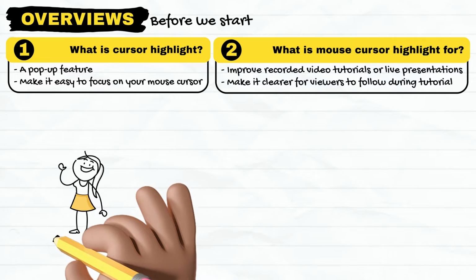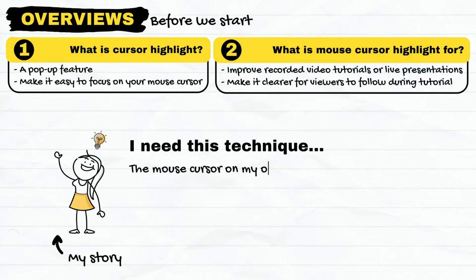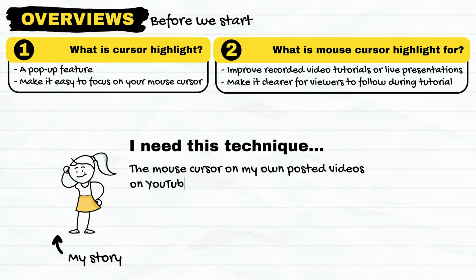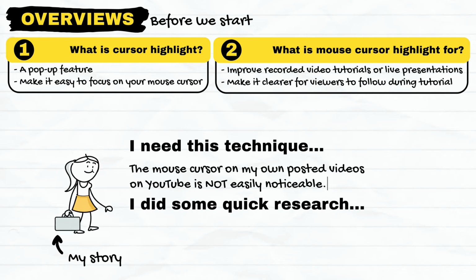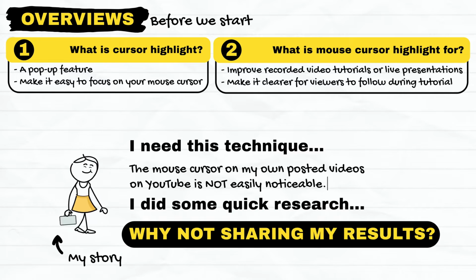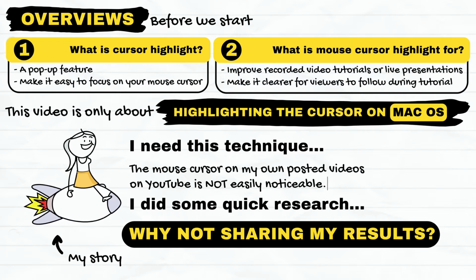In my case, I realized I needed this technique after rewatching my own videos already posted on YouTube. I noticed that the mouse cursor in parts where I am sharing my screen is too small and hard to follow. Therefore, I did some quick research and decided to make this video since I think some of you may be searching for the same solution. And because I am using Mac OS, this video is only about highlighting the cursor on Mac OS.